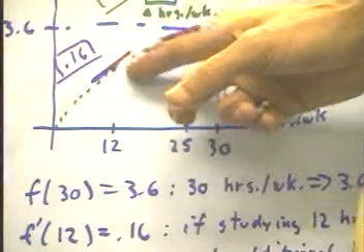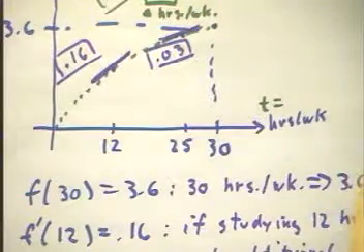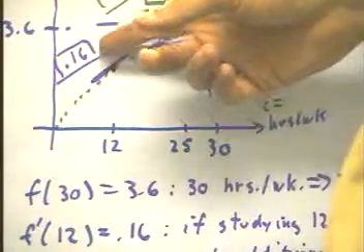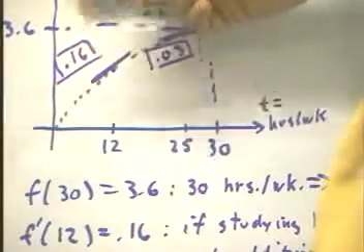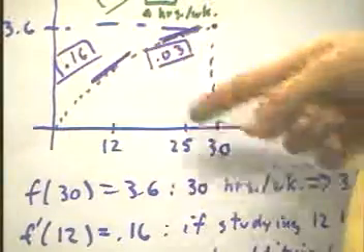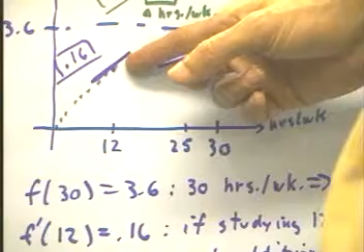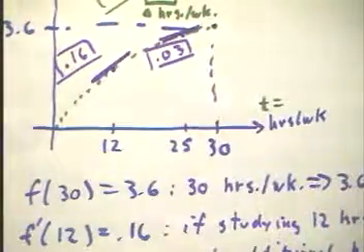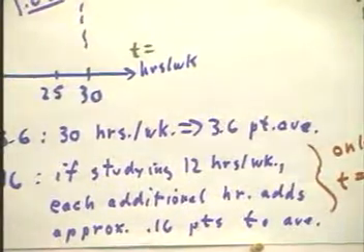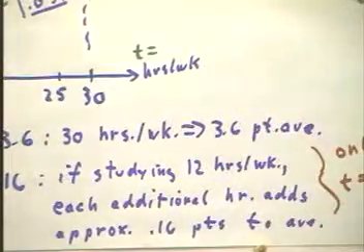then additional hours, which are going to be delta t's, horizontal runs, will result in an average of 0.16 point increase in the point average for every hour. That is, if the run is 1, the rise is going to be 0.16, and that means that a 1 hour increase in weekly study time gives us a 0.16 increase in the point average. So we might state this as follows. If we're studying 12 hours per week, then each additional hour adds approximately 0.16 points to the average.